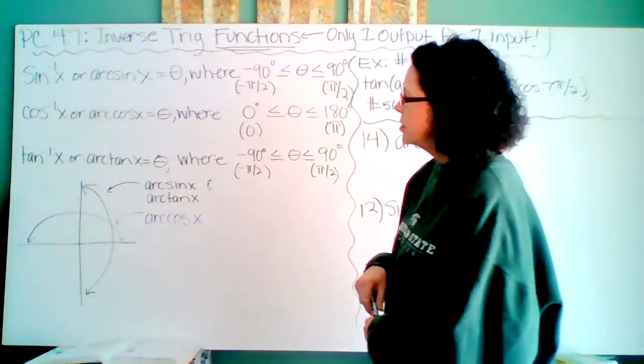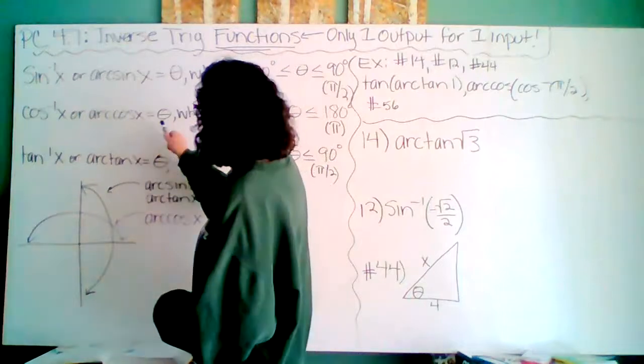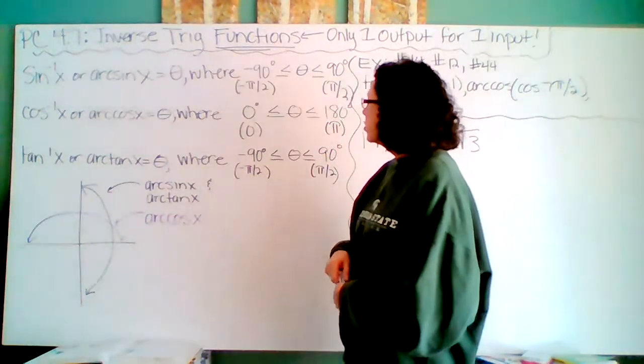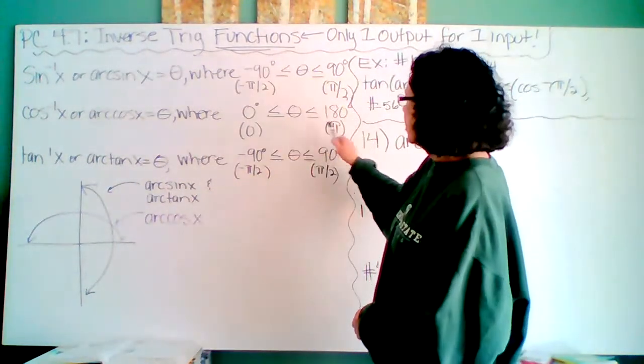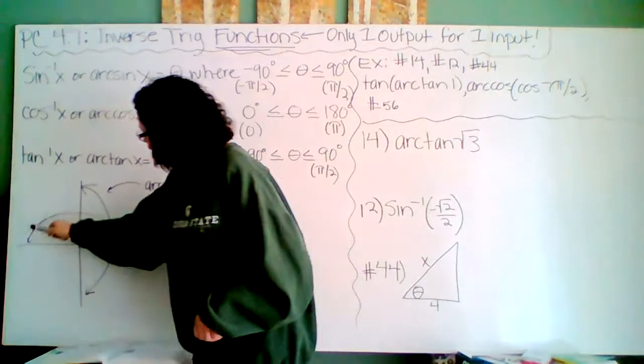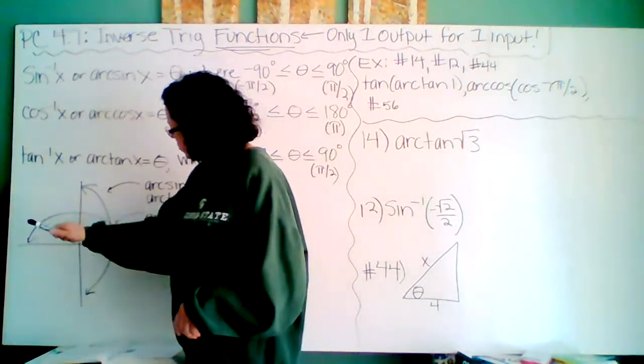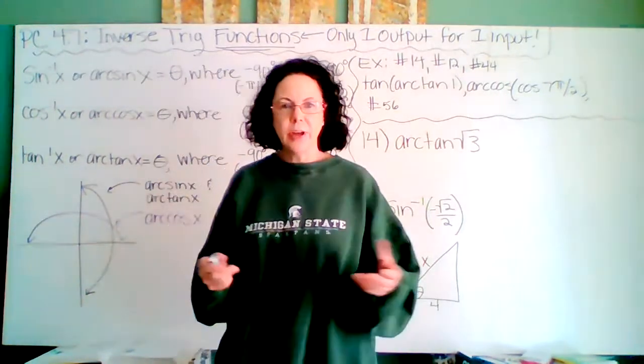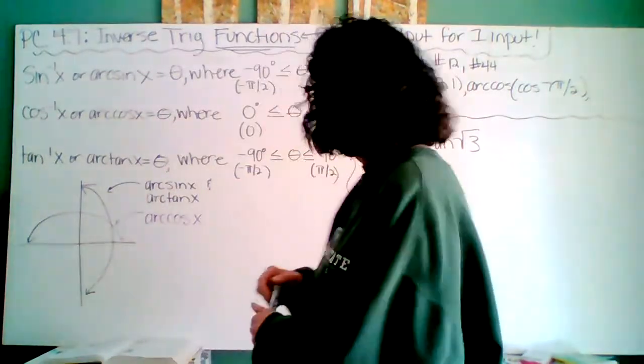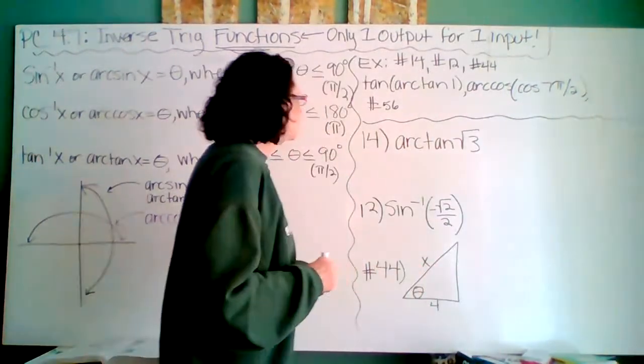Cosine, inverse cosine or arc cosine of x, where you're looking for theta, you are allowed to answer between 0 and 180, or 0 and π, right here in the first and second quadrant. Notice cosine is positive in the first quadrant, negative in the second, and you have everything you need. Okay, let's try some examples.